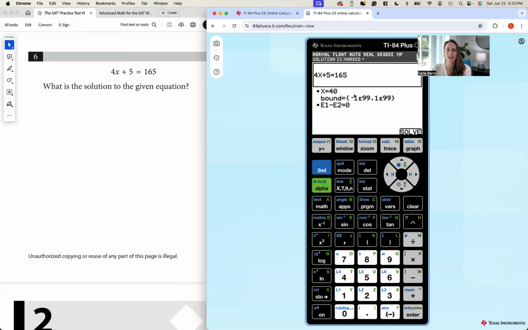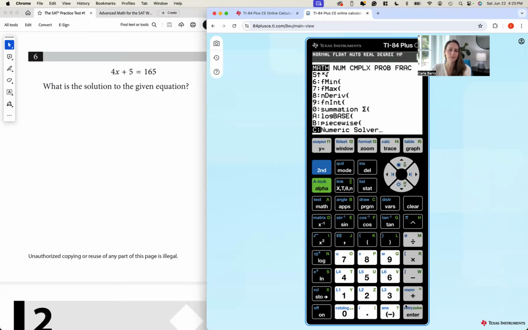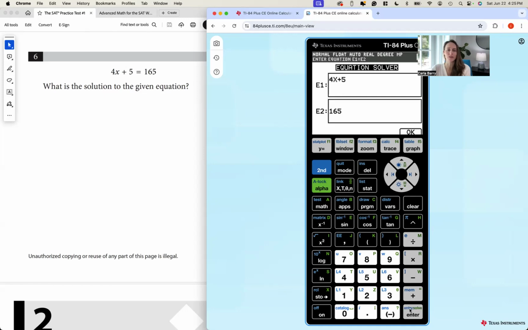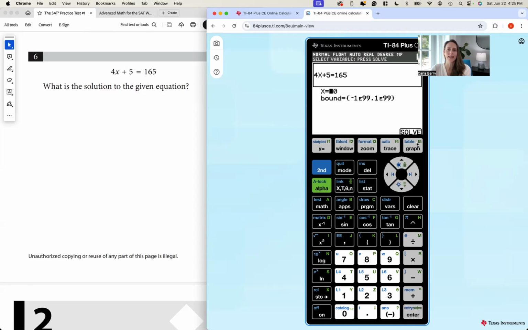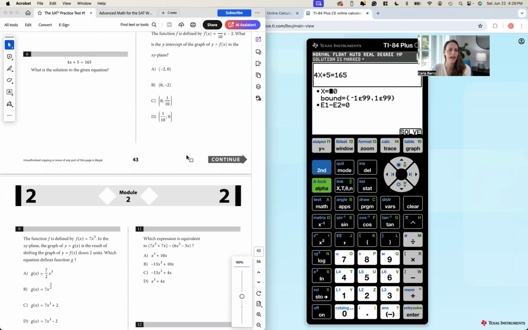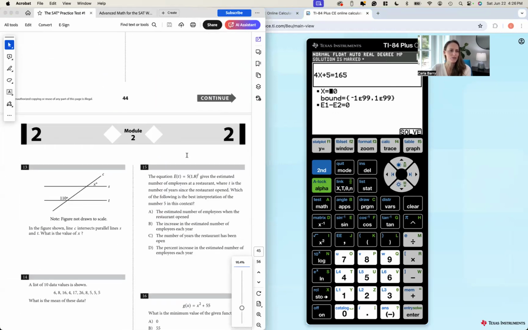So that solves any linear equation. I'll show you again how to do it. So we're going to go math, then up one to numeric solver. Once you open up numeric solver, it's called equation solver. One box is one side of the equation, the other box is the other side of the equation. And then we just press enter and then graph to solve it. So enter and then graph. And you can use that for any linear equation.